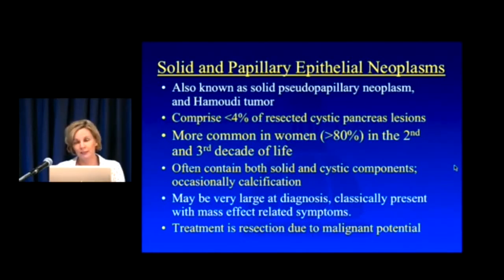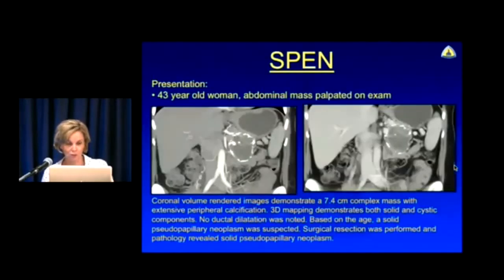So if you said to me, Dr. Horton, I have a case of this pancreatic mass in this 29-year-old, I almost don't need to look at it, because I'm going to call it a solid and papillary epithelial neoplasm, okay, because that's by far the most common tumor in that age group. They can be very large at the time of diagnosis. They usually present with mass effect symptoms, and treatment is resection because there is a malignant potential.